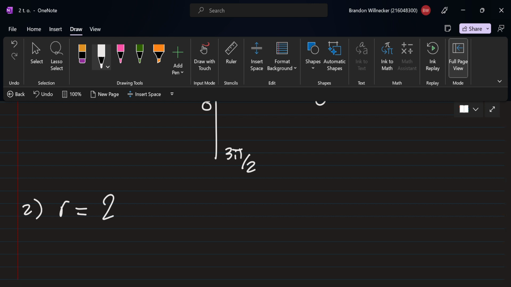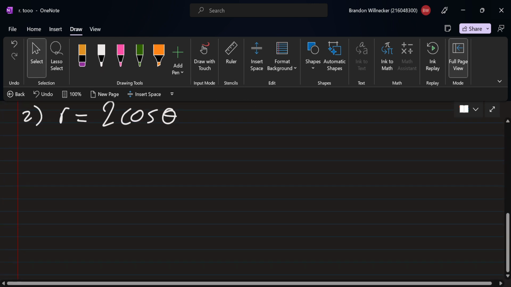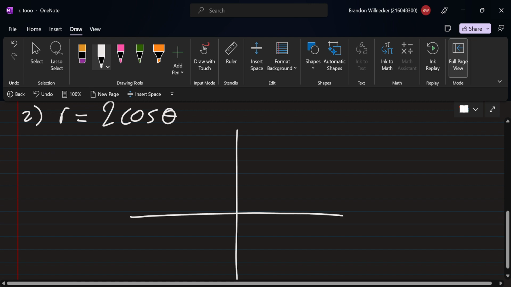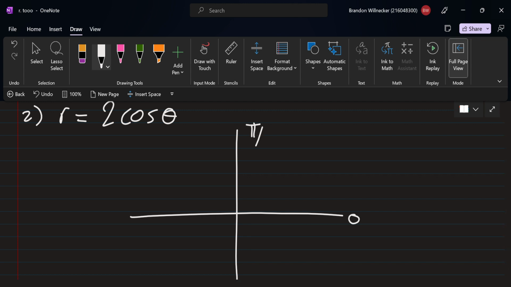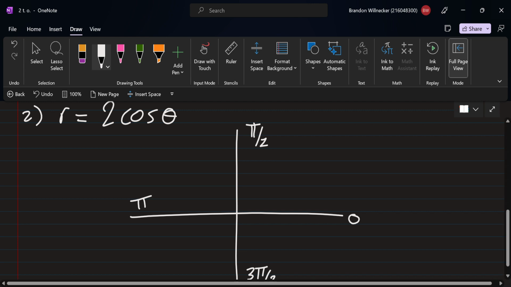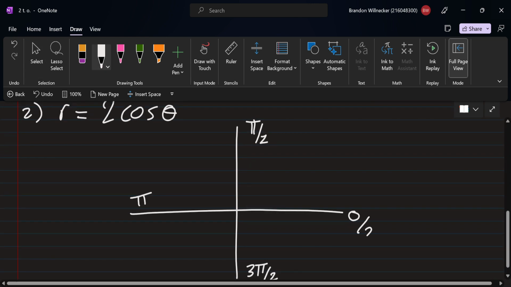r equals 2 cos theta. Okay, so very similar to sine, it's just going to be a bit shifted. Okay, so same thing as before. We draw in our 4 special angles to help us. So those are 0, pi over 2, pi, 3 pi over 2, and then we end up back at 2 pi.